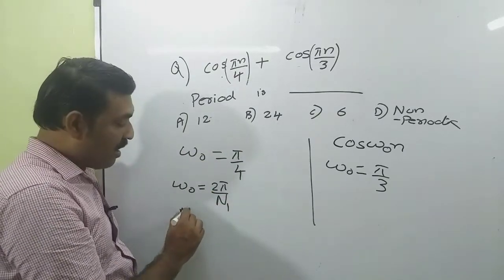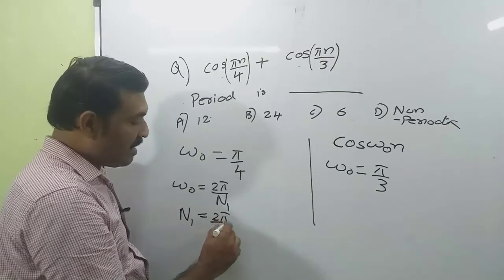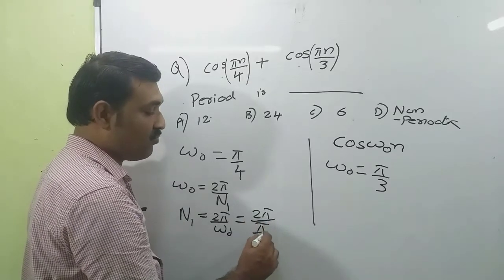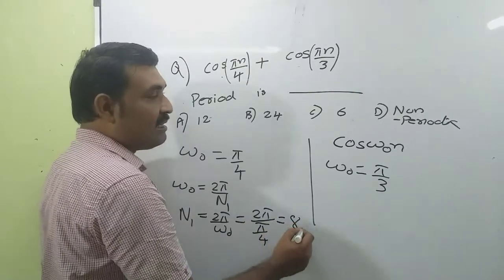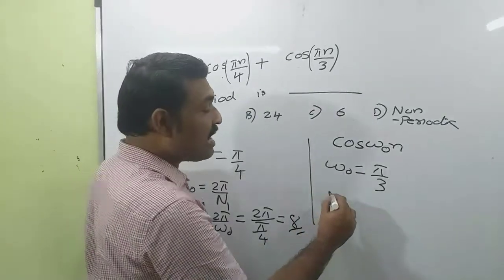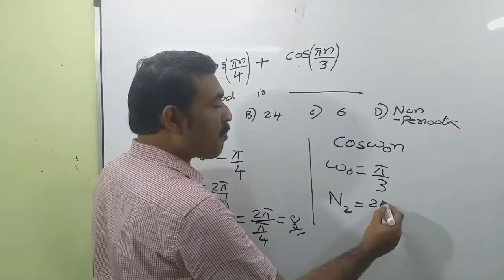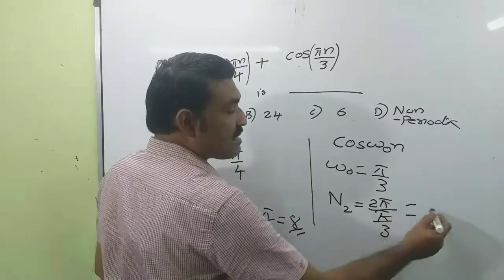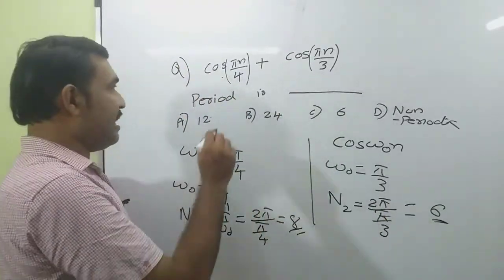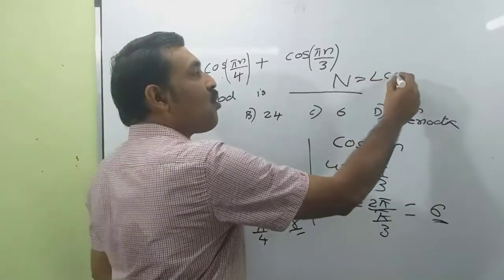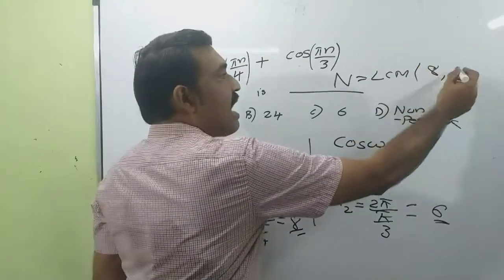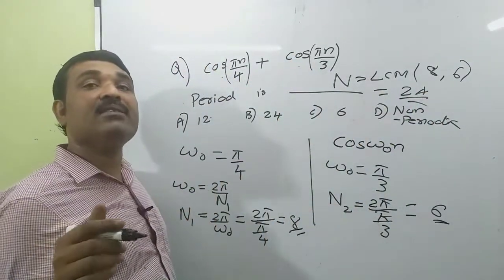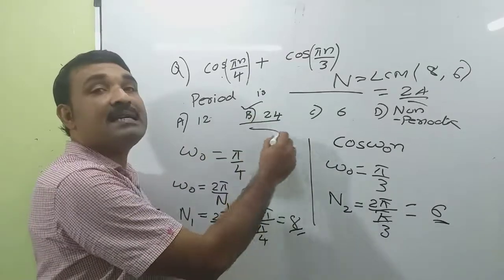So, period N1 is equal to 2 pi by omega naught, that is equal to 2 pi divided by pi by 4. So, this is equal to 8. Here, we can find period N2 that is equal to 2 pi divided by pi by 3. This is equal to 6. So, the common period N is the LCM of 8 and 6 that is equal to 24. So, this signal is periodic with a period N equal to 24. So, B is the correct option.